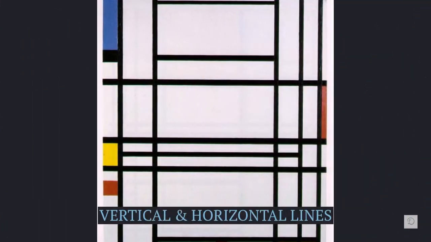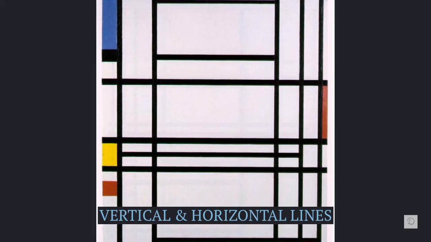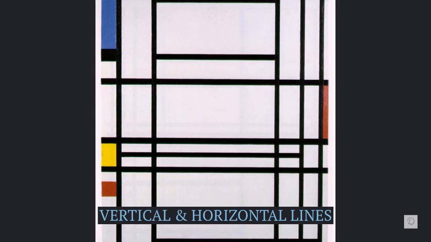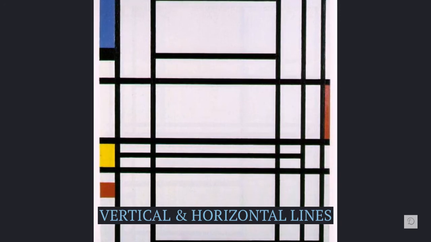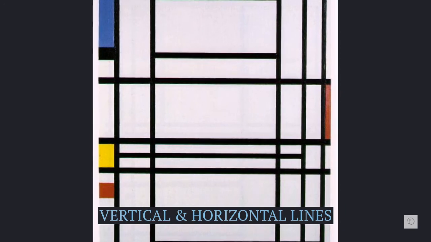By contrast, the vertical and horizontal lines used by Piet Mondrian in his Composition Number 10 create a sense of order and stability and structure. We are very familiar with vertical lines, the ones that travel straight up and down, and horizontal lines, those that travel straight across, left to right. We see them everywhere, especially in architecture.